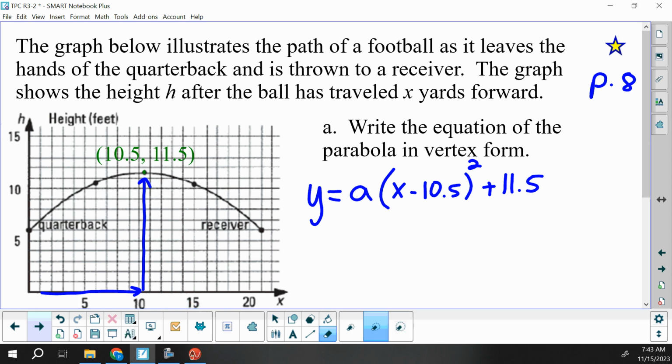Well, now we just need to find a. In order to find a, we need to know another point that we can sub in for x and y and find a. Kind of like when we sub in an x and y to find b in y equals mx plus b form. Well, one of the nice points we have on the y-axis here is 0, 6. So our goal is going to be to sub that in for x and y so that we can solve for a.